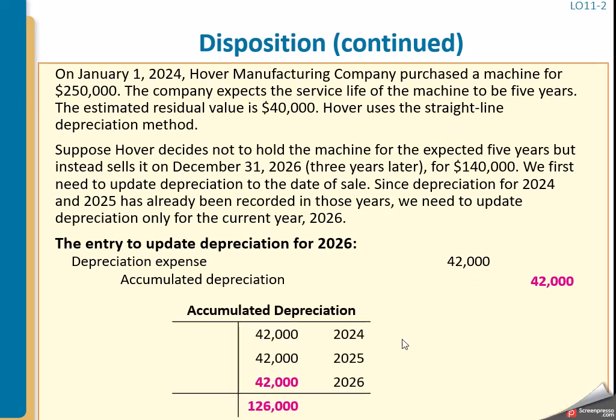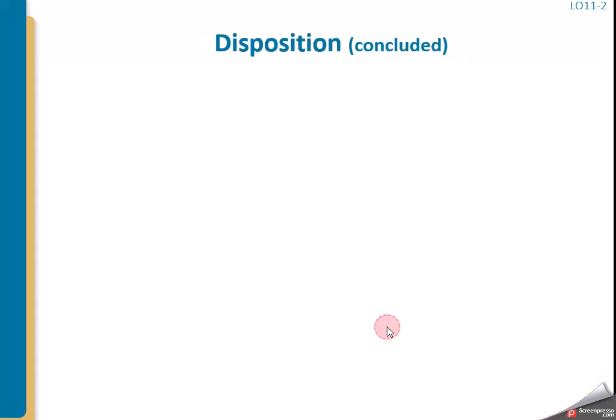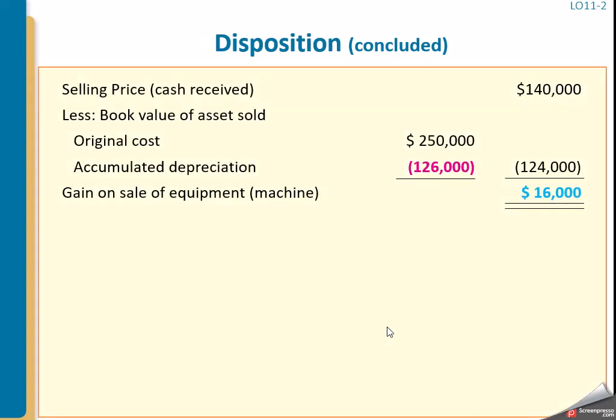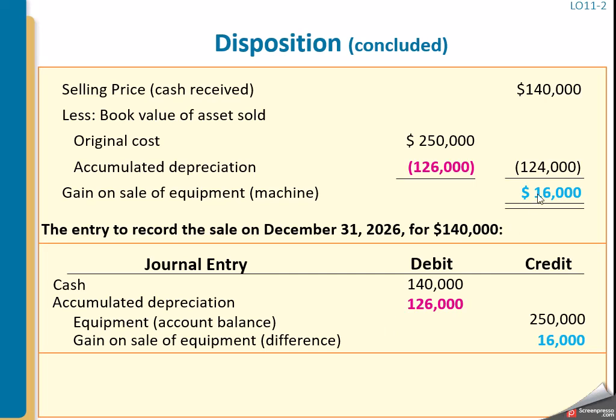And then we'll look at what is our accumulated depreciation total. So again, for 3 years. And then we'll calculate out our net book value. So then our net book value is going to be the $124,000. We compare that to the $140,000 that we are receiving, and we have a gain of the difference. So we have a gain of $16,000.